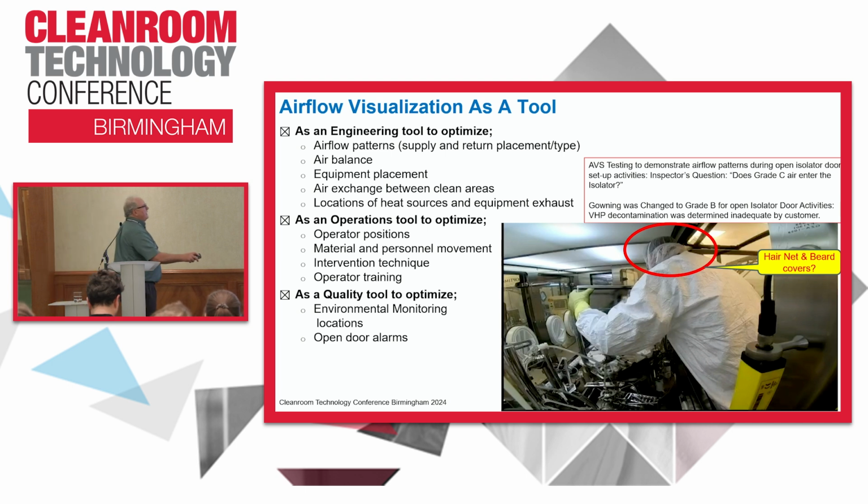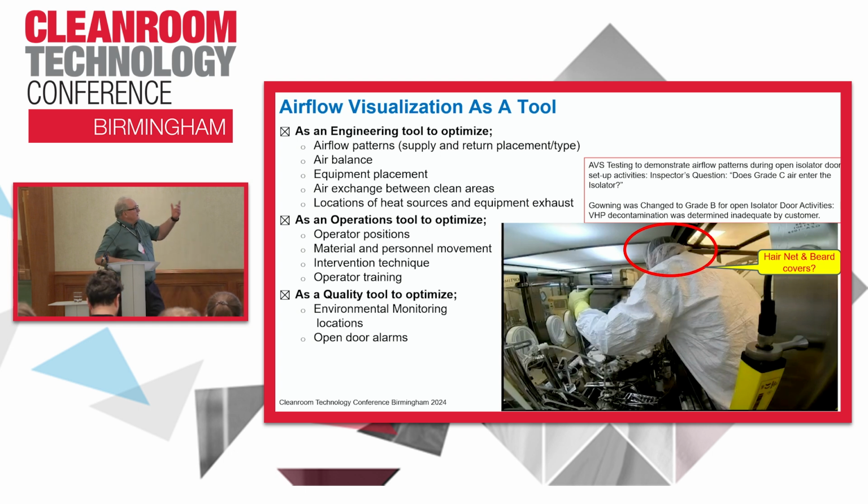A hairnet and a beard cover. Just a thing from contamination in general. A hairnet is not a contamination control garment. It's a hairnet. Someone has their entire torso inside your sterile or inside your isolator. Yeah, you're going to use VHP, but what are they leaving behind?